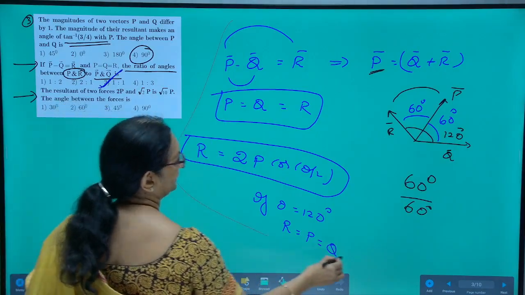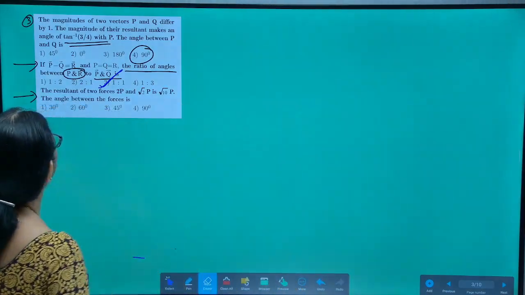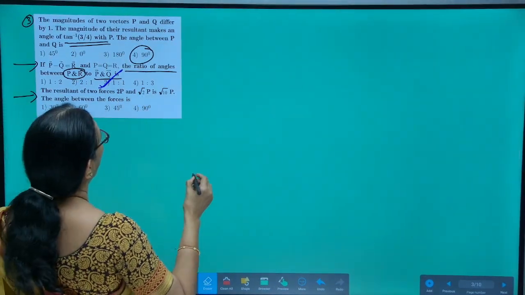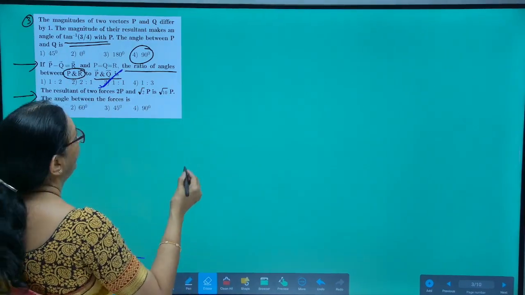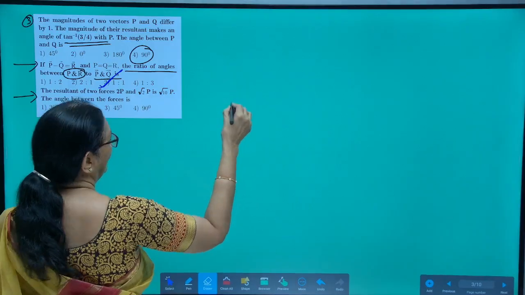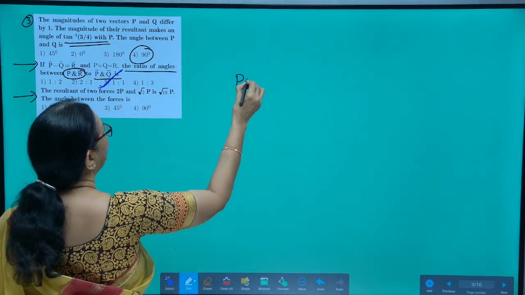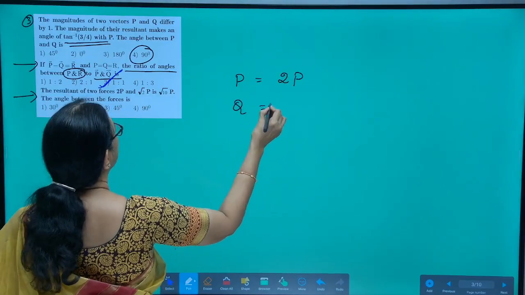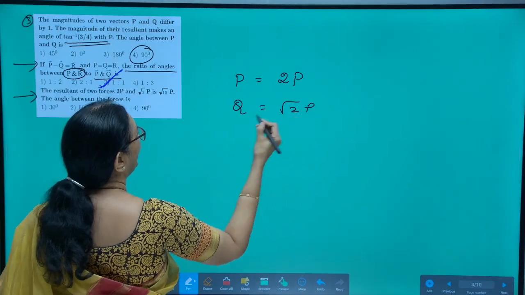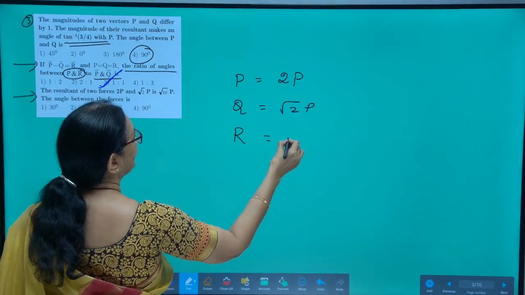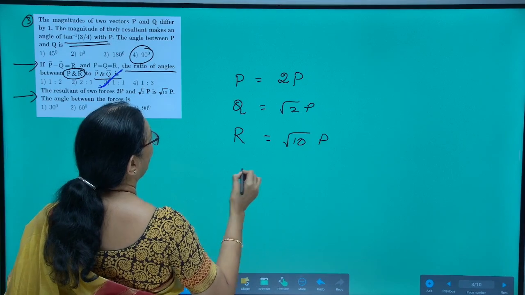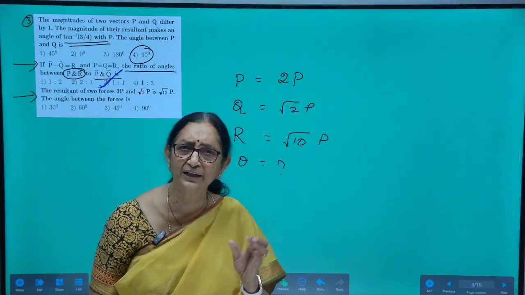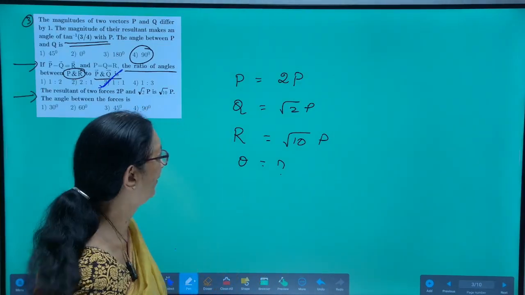Then let us go to the next question. Look into the next question. See here, the resultant of two forces 2P and root 2P is root 10P. Find the angle. So, here the magnitude of one force is 2P, the magnitude of the other force is given as root 2P, and the magnitude of the resultant is given as root 10P. What is the angle between them? This is a straight problem from the parallelogram law of vectors.